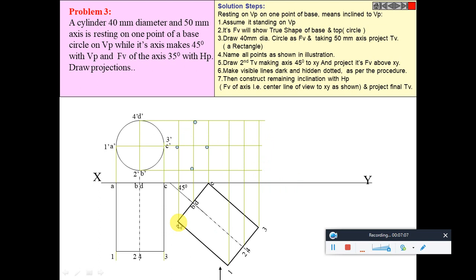Okay, points a, b, c and d, that is a1 dash, b1 dash, c1 dash and d1 dash. Here 1 dash is in this line, so this is 1 dash. For 2 and 3, 2 and 3 will be on both the points, but 2 will be plotted here and 4 will be plotted here, right? Okay, and join all the lines.